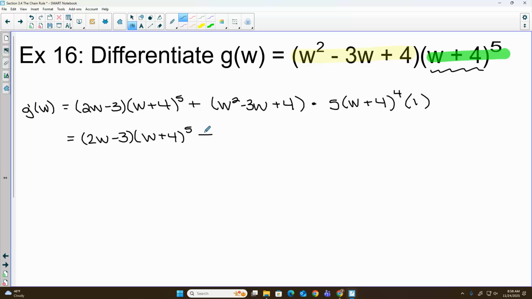At the very least, I expect you to multiply 5 times 1 is 5, and if you would, at least pull the coefficient to the front of that term. There's more you could do. You could take out a w plus 4 to the 4th and multiply and combine some like terms from there, but this is bare minimum on what I expect with your simplification.